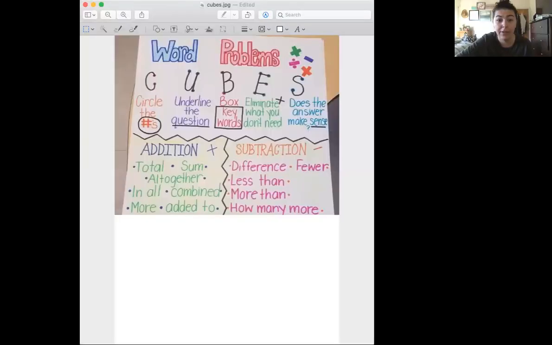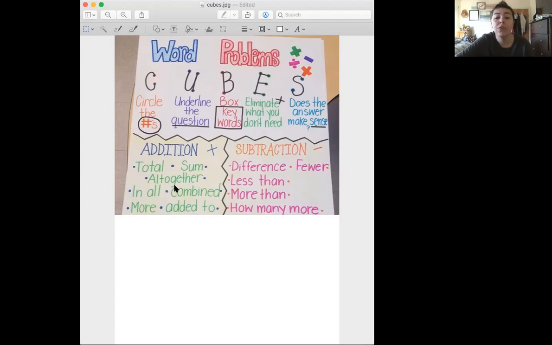So I have a new little anchor chart to share that I found that I really enjoy. This strategy is called CUBES. CUBES is what we call an acronym, so each letter stands for something. The C stands for circle the numbers, which we've already been doing. The U is to underline the question. The B is to box any keywords. The E is eliminate what you don't need, so if there's extra information, crossing that off. And S is thinking about, after you've solved, does your answer make sense?